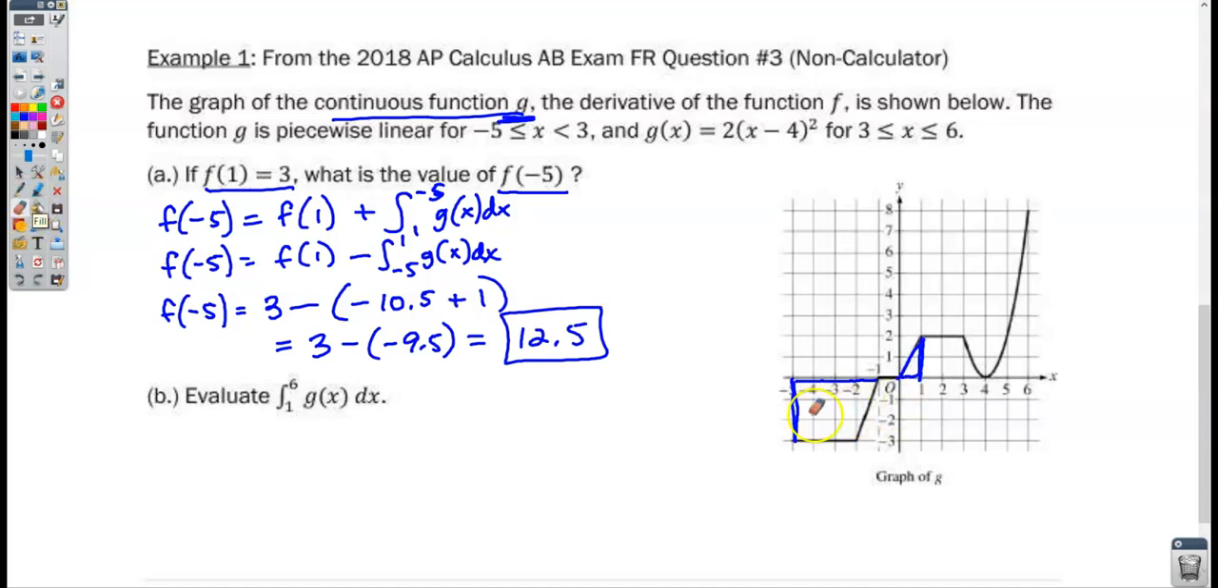Okay. Part B of this question, pretty straightforward, just asks us to evaluate the integral from 1 to 6 of g of x. The thing that's not straightforward about this is that we have a piecewise function that's split into two parts. So what we've got is we've got to find the integral from 1 to 3.